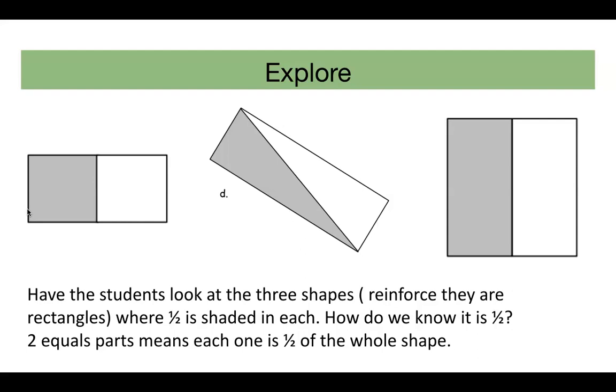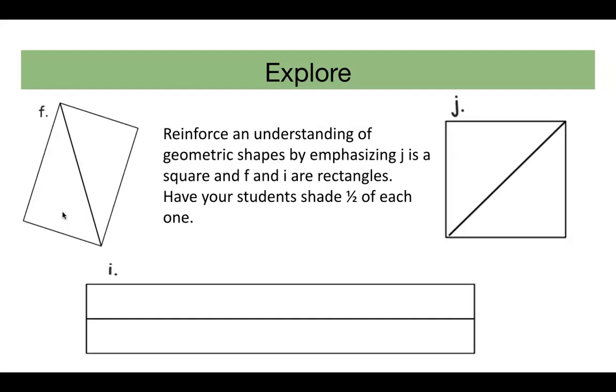And how do we know it's half? We could fold it in half and it would fit perfectly. We could cut it and it would fit perfectly on the other side. Always reinforcing 1/2 plus 1/2 is 1 whole. As a next step, I would give them a blank square and some rectangles, and ask them to shade in half.